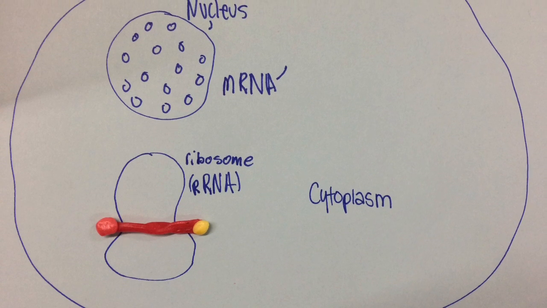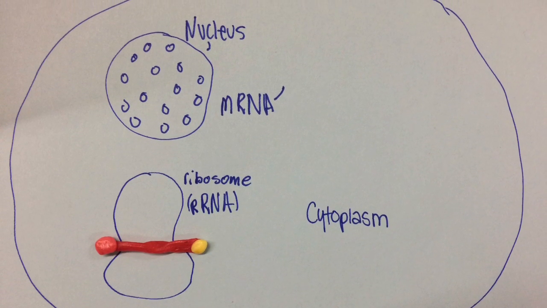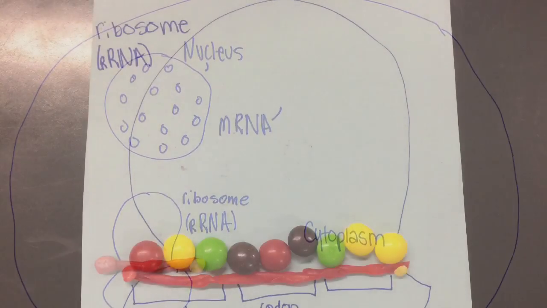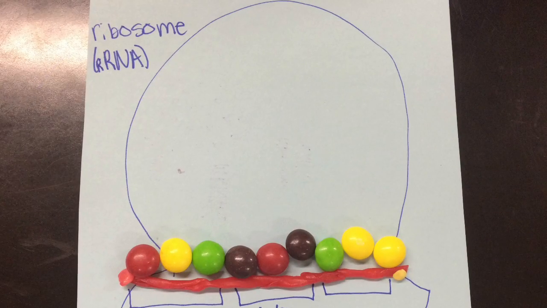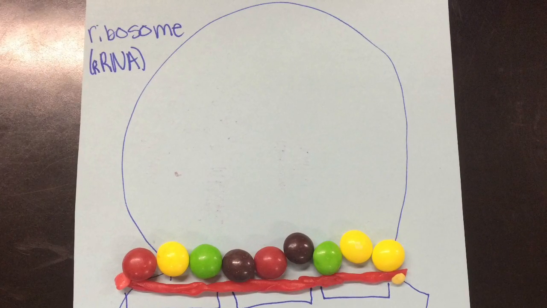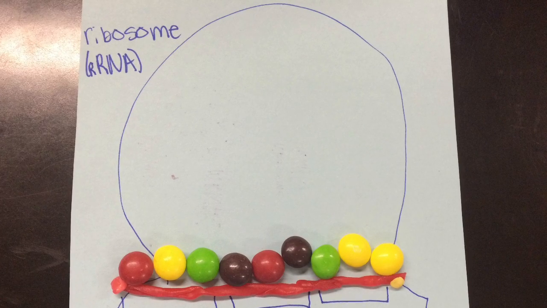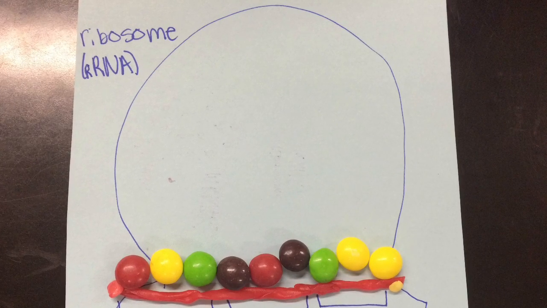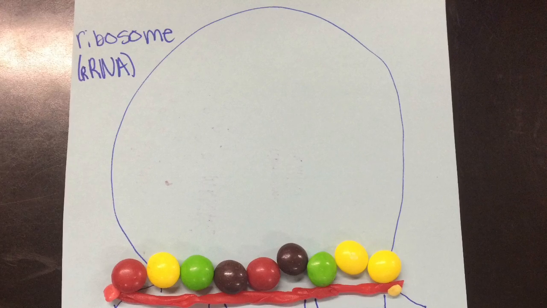Translation occurs in the cytoplasm of a cell, and its purpose is to make a protein from the mRNA sequence. The mRNA then attaches to a ribosome, which is composed of rRNA or ribosomal RNA and proteins. It slides into the ribosome, and they then read it in 3 nucleotide sections called codons.